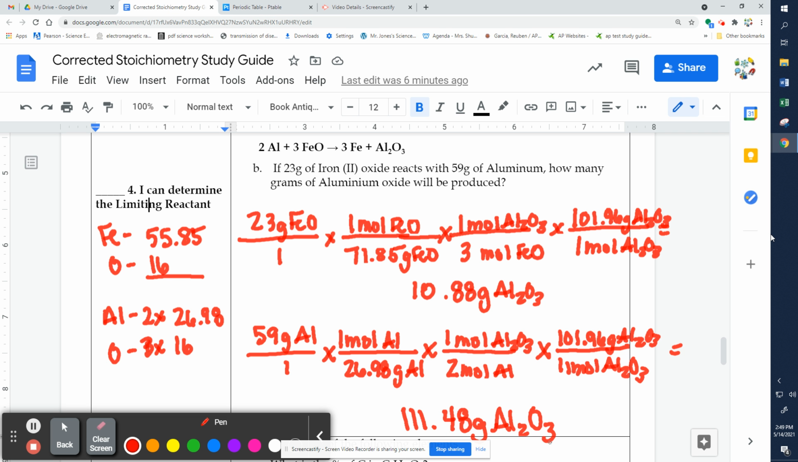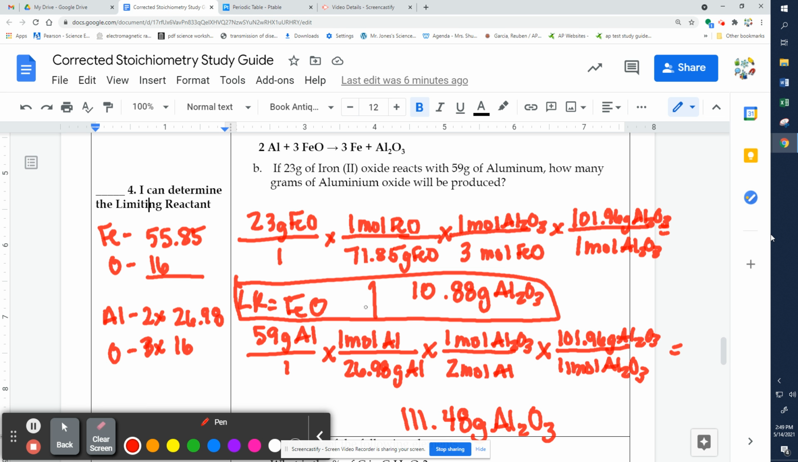So again, we have 2 things that we need to say. First, we need to tell our limiting reactant. Our limiting reactant is iron oxide, and it will produce 10.88 grams of aluminum oxide.